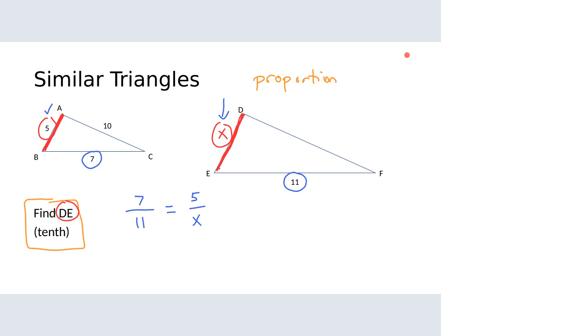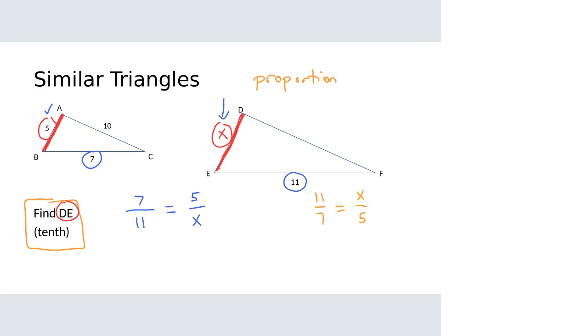If you had done big triangle over little, that's okay. You just have to make sure you do big triangle over little for your other fraction. Either one of these will give you the same answer, and we'll do it both ways so that you see it.